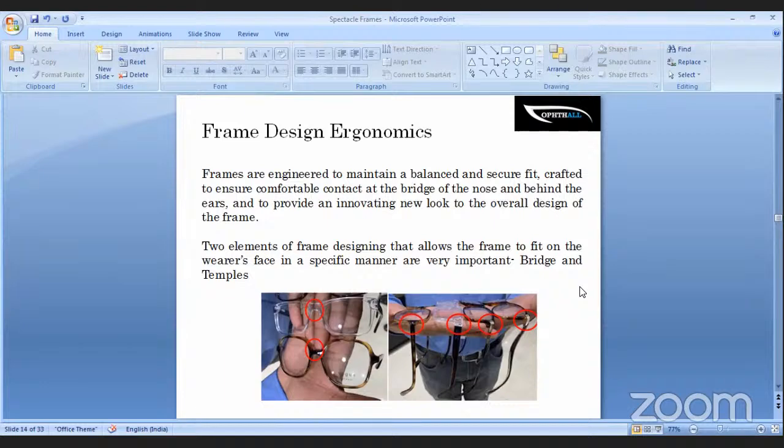You can see in the picture there are different positions of the joining of the temples with the frame front. On the right hand side picture, you can see the extreme right frame, the sides are joined with the front at the top, and in the same picture, on the extreme left frame, you can see the frame side has been joined with the frame front at the mid portion. We'll talk about all those.